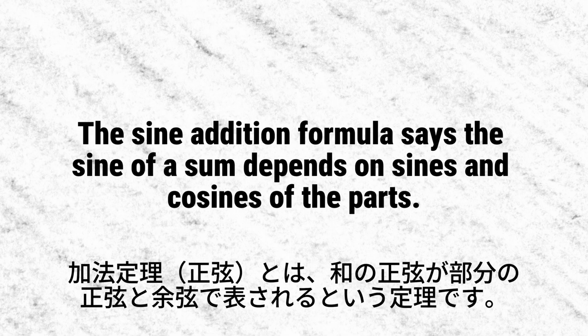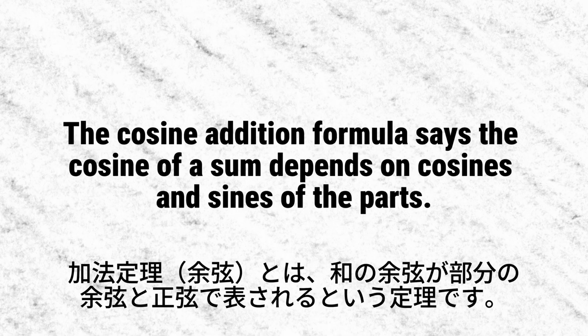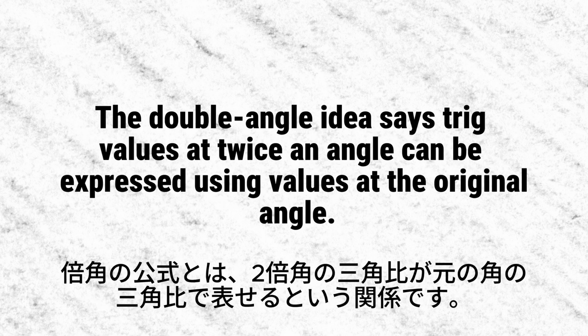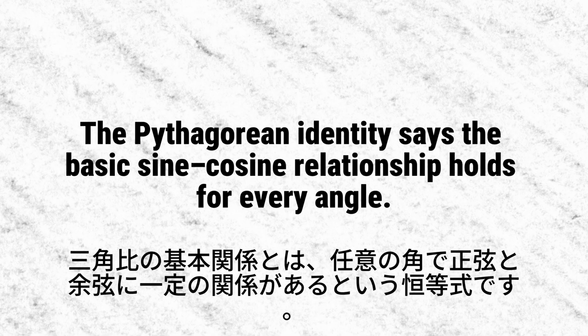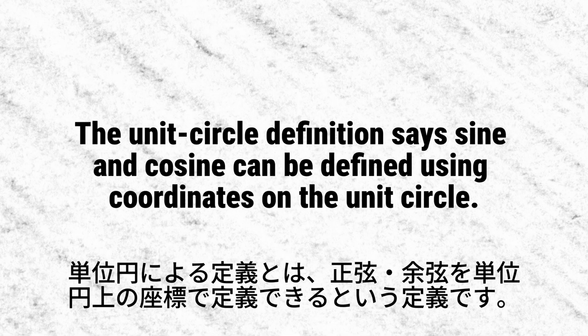The sine addition formula says the sine of a sum depends on sines and cosines of the parts. The cosine addition formula says the cosine of a sum depends on cosines and sines of the parts. The double angle idea says trig values at twice an angle can be expressed using values at the original angle. The Pythagorean identity says the basic sine-cosine relationship holds for every angle. The unit circle definition says sine and cosine can be defined using coordinates on the unit circle.